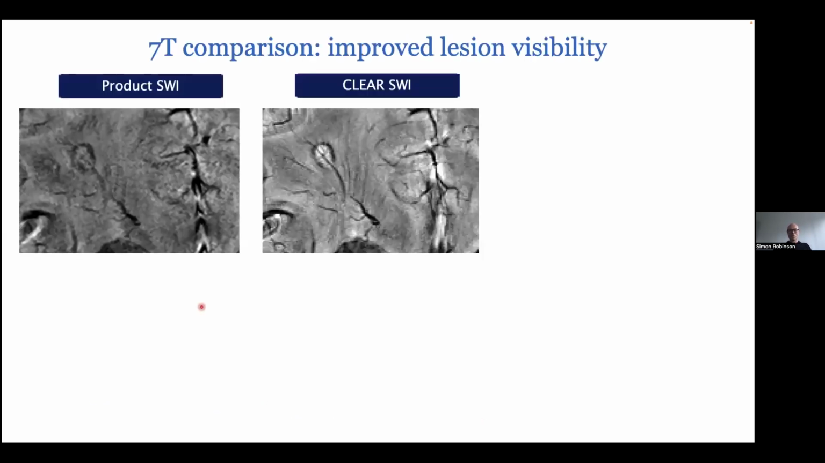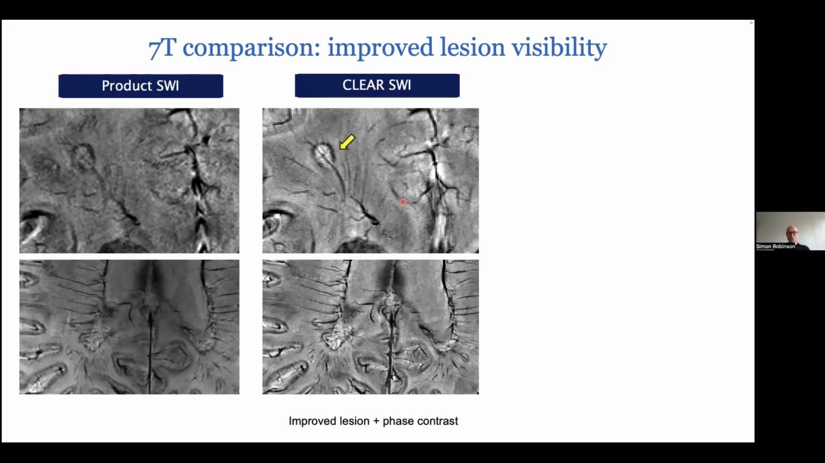Okay, this is an example in a patient with multiple sclerosis who's got these paramagnetic rim lesions with penetrating veins. You can see that compared to the product, the vendor SWI, we've improved the visibility of the lesion, both in the magnitude, and you can see that we've got some more contrast there after the magnitude. We've also got a higher resolution and less blurring for use of multiple echoes in the processing I've been talking about.